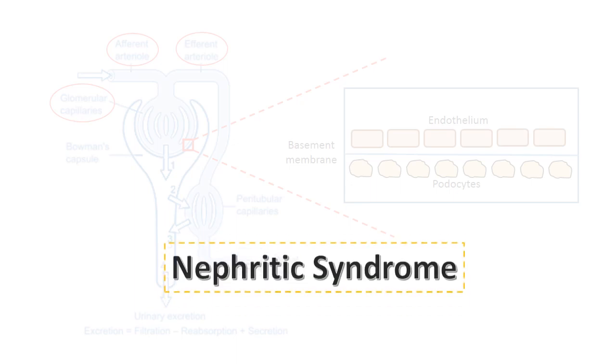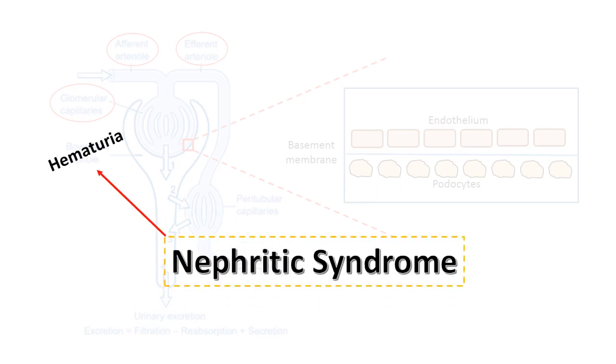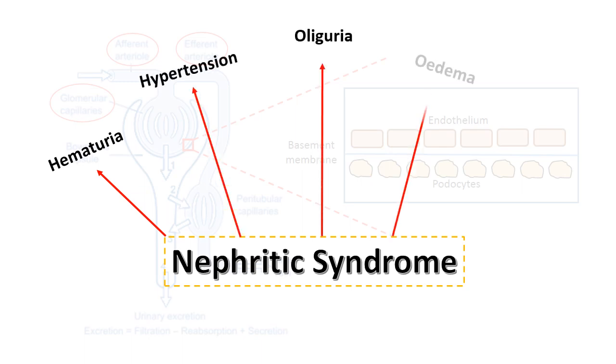Clinical features of nephritic syndrome include hematuria with dysmorphic RBCs and RBC casts, hypertension, oliguria, edema and uremia. Let's see how all these occur.